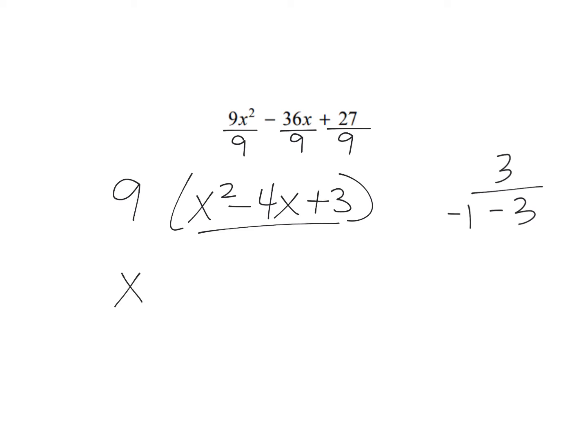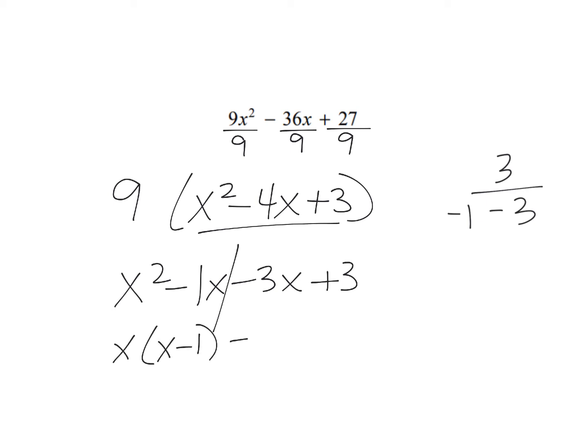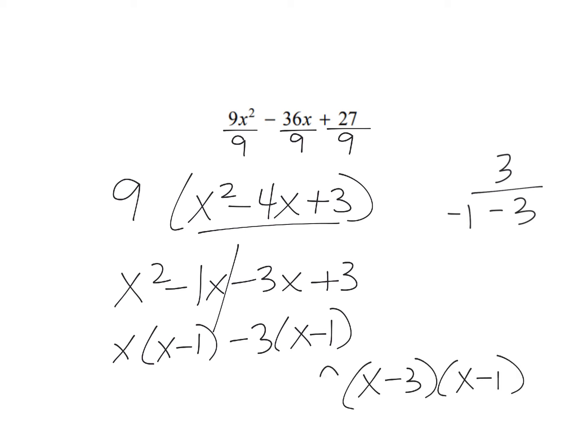Then I'm going to do the x squared minus 1x minus 3x plus 3. That's just an x minus 1, negative 3, x minus 1. And so my final answer should be x minus 3, x minus 1, and then that 9 has to be in front because it is part of the problem.